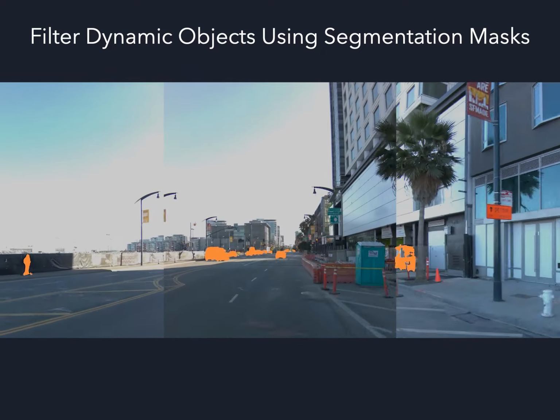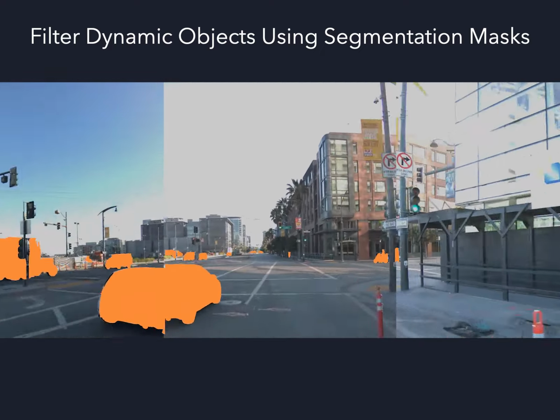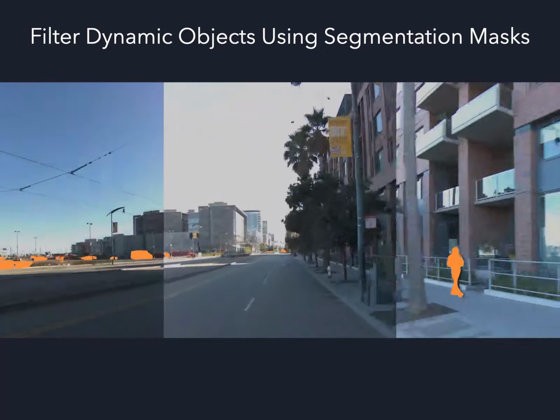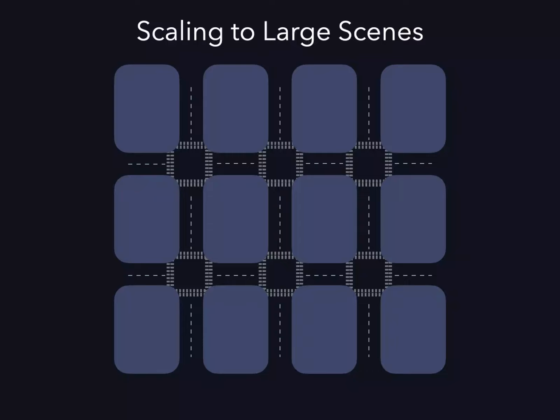Now, to handle dynamic objects in the scene, we use an off-the-shelf semantic segmentation algorithm to segment out those pixels, and we just avoid training on them.